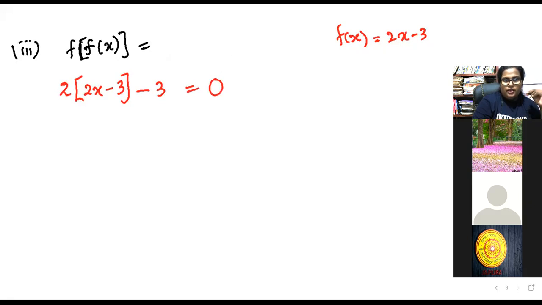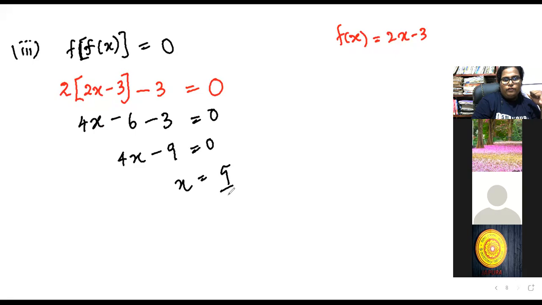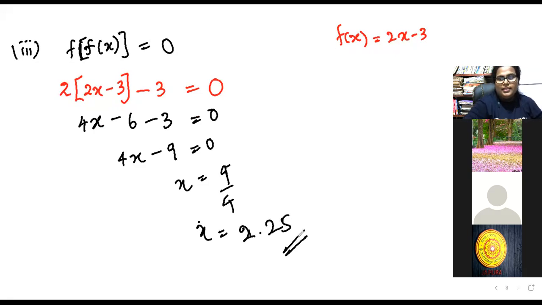I'm sorry, here it should be 0, right? So you have to simplify and solve this equation now. So it should be 4x minus 6 minus 3 equals 0. So 4x minus 9 equals 0 and x equals 9 over 4. You can keep the answer like this as a fraction, or you can keep the answer as a decimal value, 2.25, right? So this is the answer for this one, right?